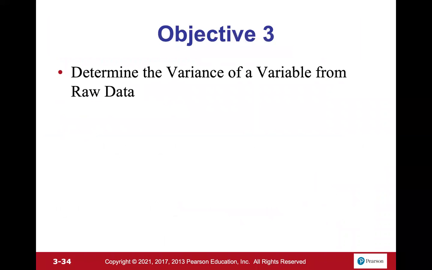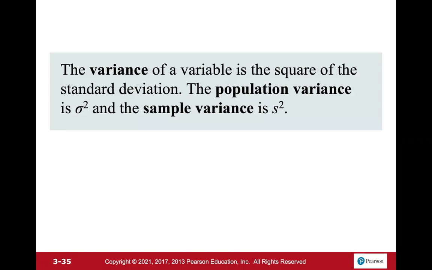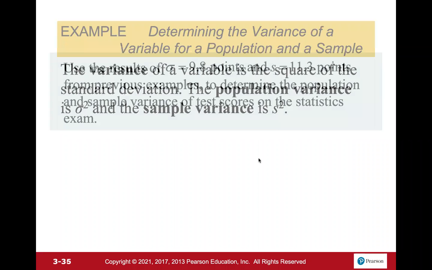And here they use Minitab, I believe, to compute everything. But now looking at this, so determine variance of the variable from raw data. So they do talk about variance. So the variance of a variable is the square of the standard deviation. So the population variance is going to be sigma squared, sigma looking like a little cursive O. So sigma squared, and the sample variance is going to be S squared. So remember, sample standard deviation was S, population standard deviation was sigma. So we're just squaring those two values.